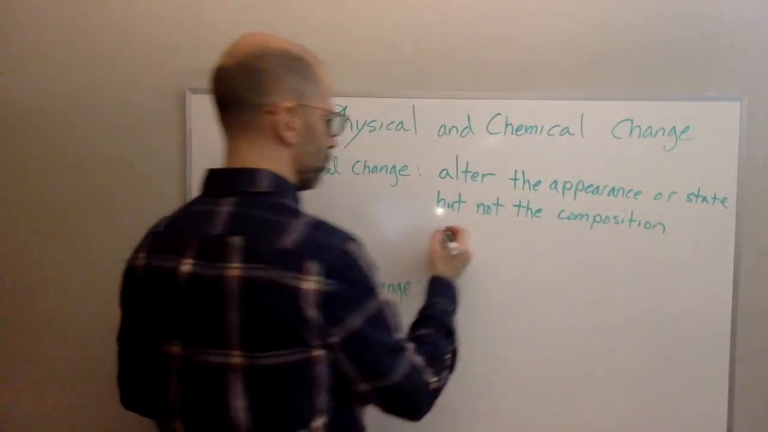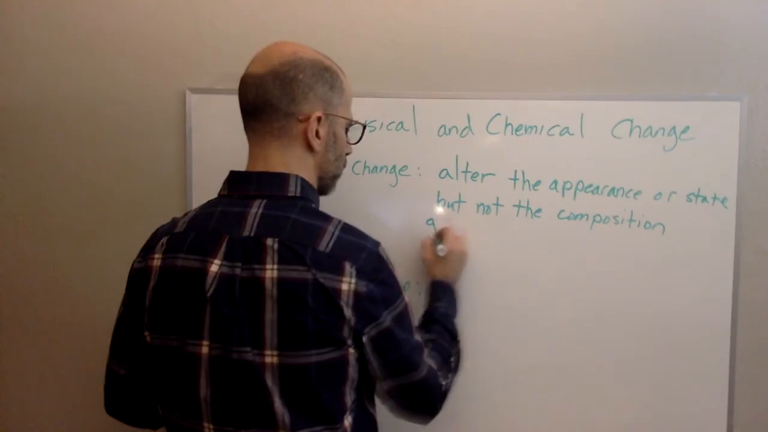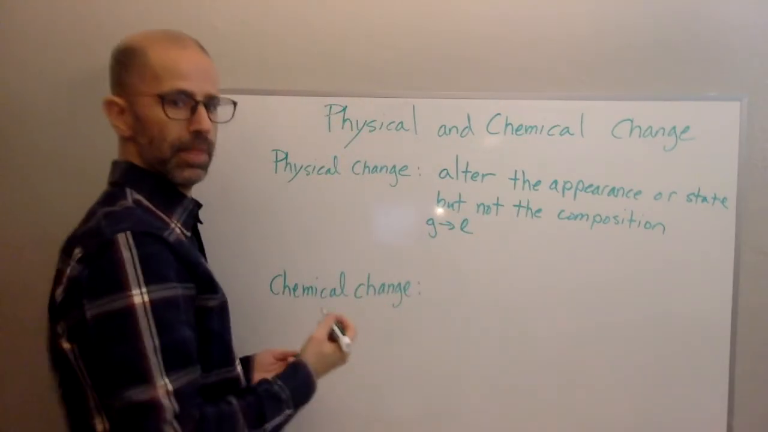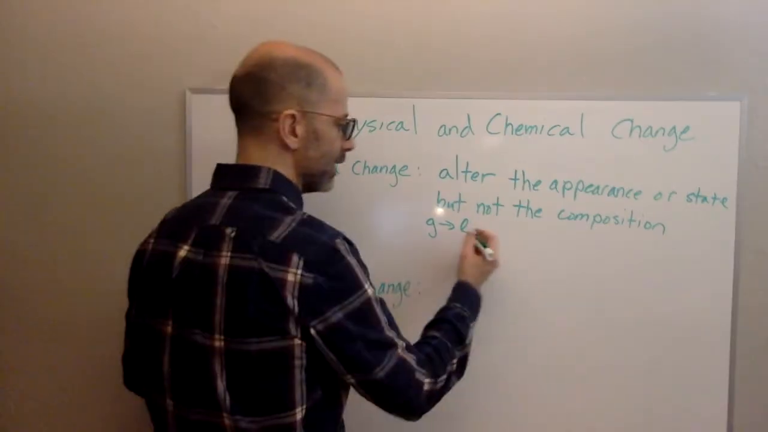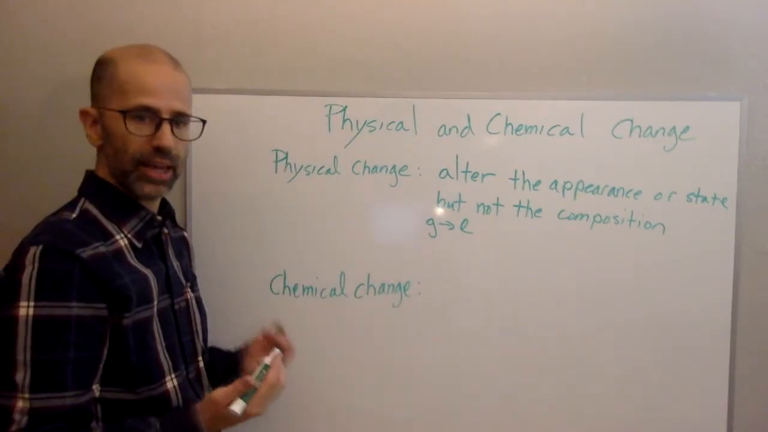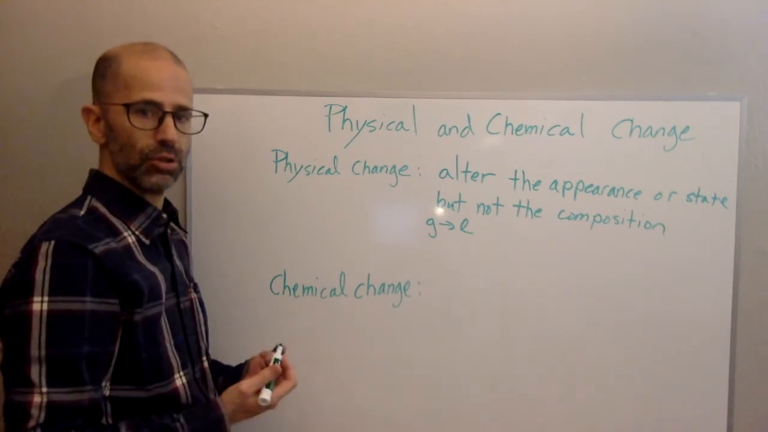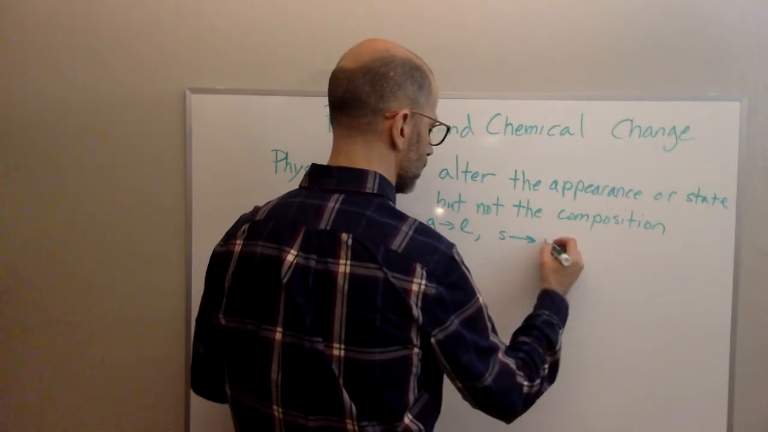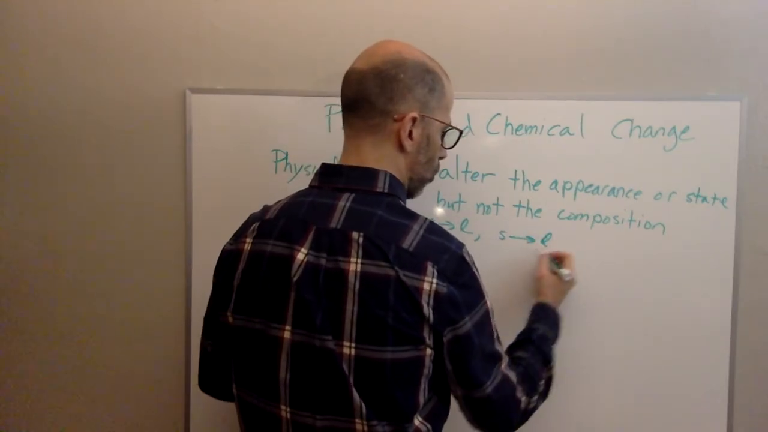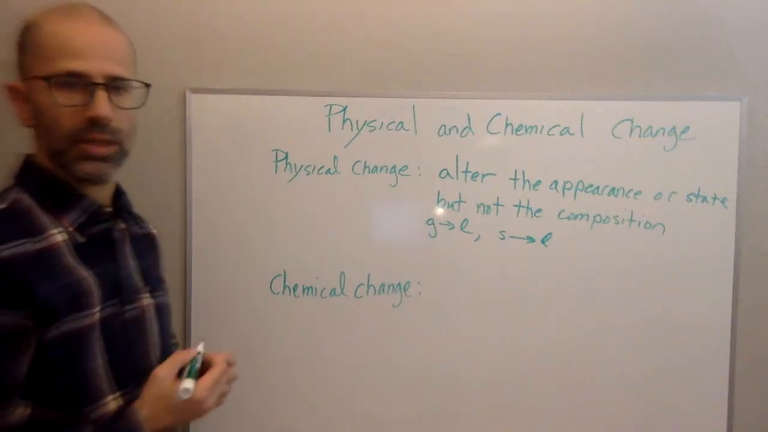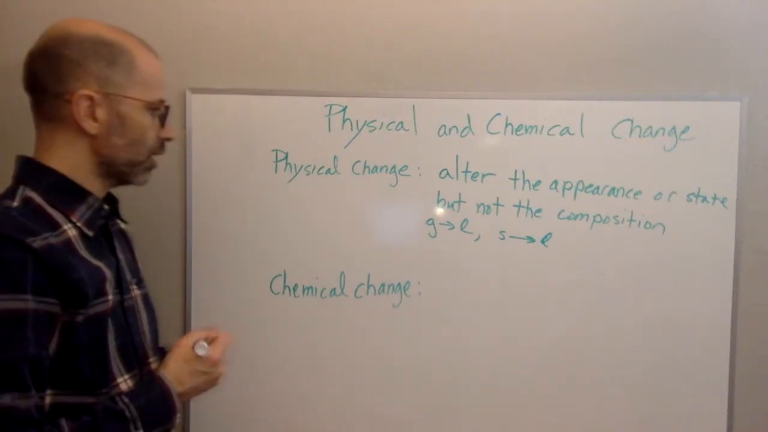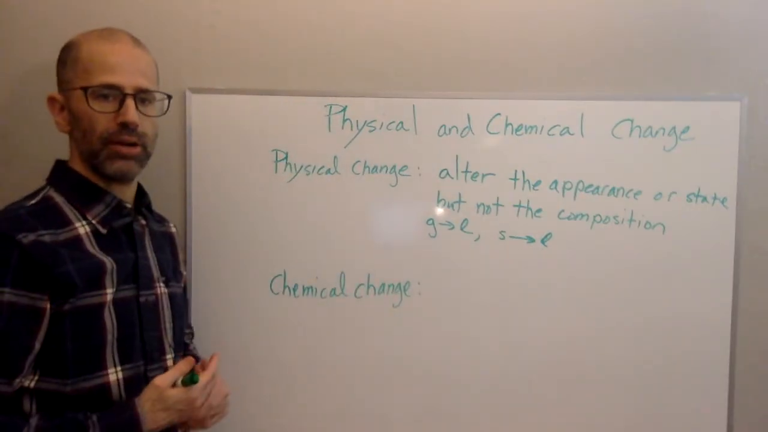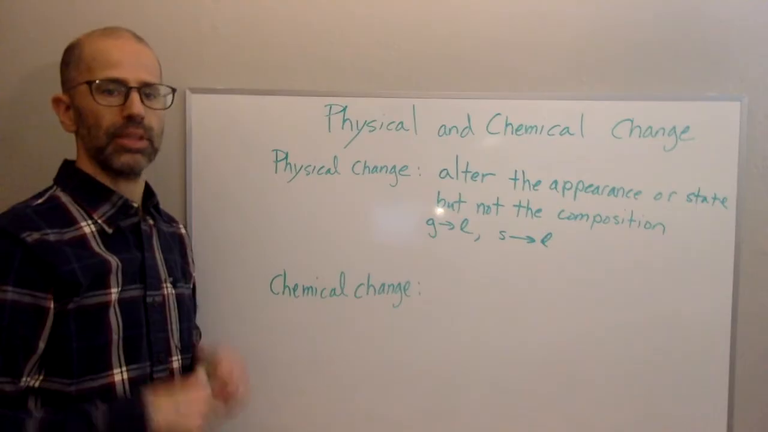Okay, and so examples would be going from a gas to a liquid, condensation, right? Any change in the state of the substance is going to be a physical change. So solid to liquid, or solid to gas, if you're thinking of sublimation. So any change like this that either changes the appearance or changes the state but doesn't change the composition.